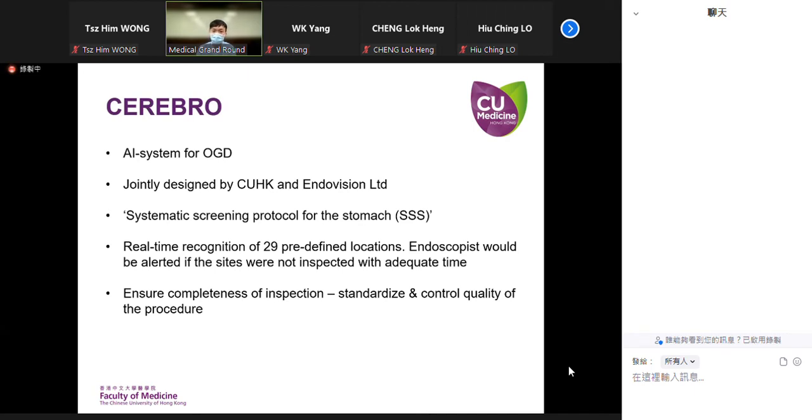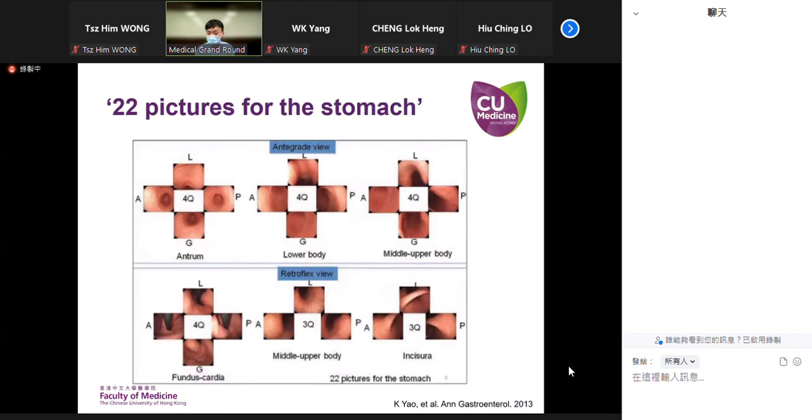Because the stomach itself is a moon-shaped structure, if we do not have a systemic way of looking at it, we are bound to miss some lesions, and there are many blind spots that we need to be very careful about. So the Cerebro system is a station-based system with real-time recognition of 29 predefined locations. It includes some gastric stations, and also the esophagus, the duodenum, and the hypopharynx, comprising 29 stations in total. The endoscopist will be alerted if the sites were not inspected with adequate time. By doing so, it can ensure the completeness of inspection, and it serves as a way to standardize and control the quality of OGD.